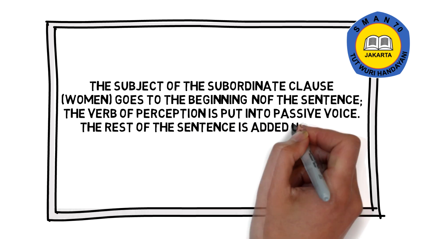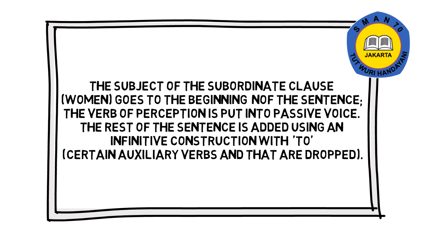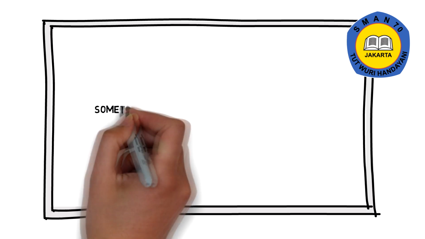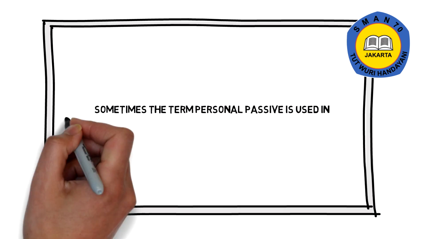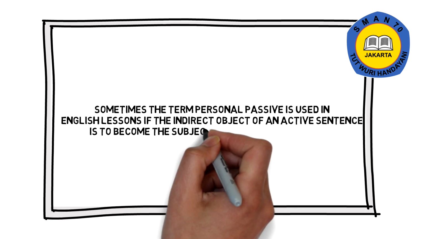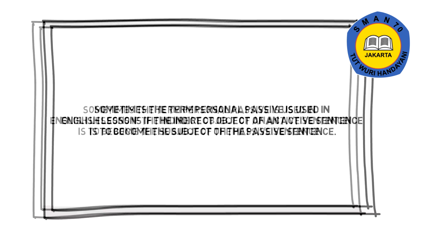The subject of the subordinate clause, women, goes to the beginning of the sentence. The verb of perception is put into passive voice. The rest of the sentence is added using an infinitive construction with to. Sometimes, the term personal passive is used in English lessons if the indirect object of an active sentence is to become the subject of the passive sentence.